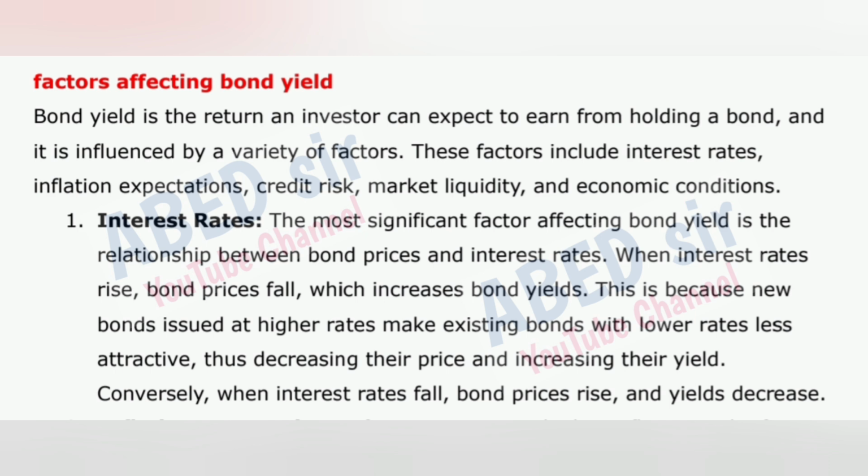1. Interest rates. The most significant factor affecting bond yield is the relationship between bond prices and interest rates. When interest rates rise, bond prices fall, which increases bond yields. This is because new bonds issued at higher rates make existing bonds with lower rates less attractive, thus decreasing their price and increasing their yield. Conversely, when interest rates fall, bond prices rise and yields decrease.